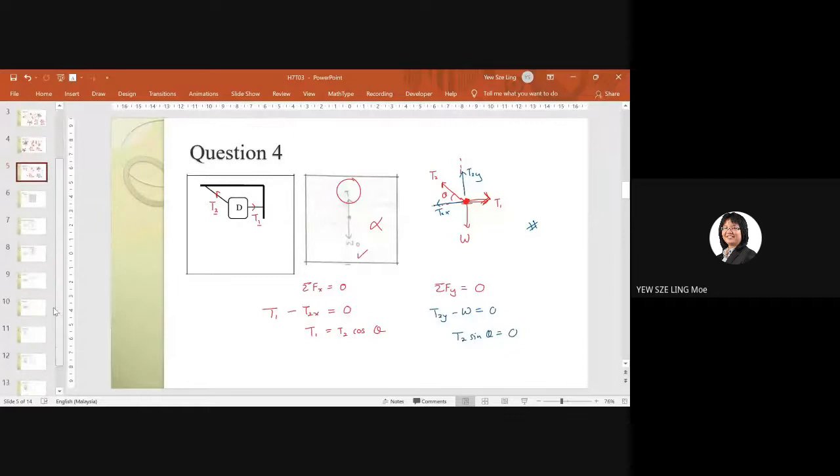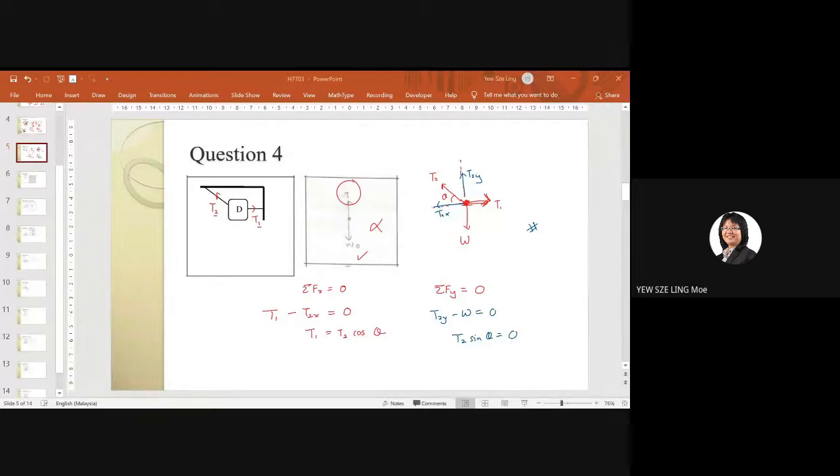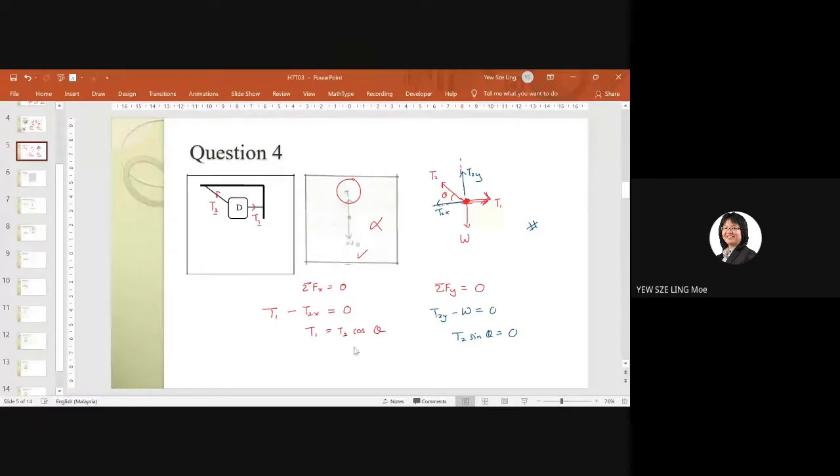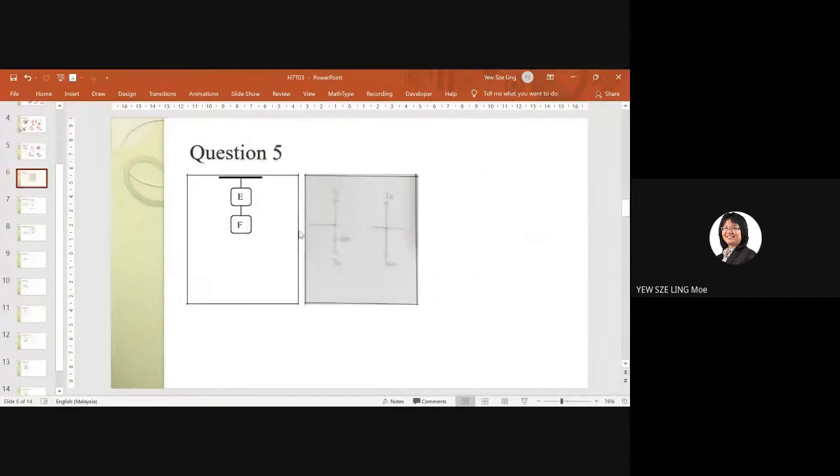All right, next, I'm going to look at question 5. While I explain, you mark your own answer, because quite a few of you got a wrong answer here. Now question 5, let's see, why is it wrong? If you look at this diagram, now you have two objects. Therefore, you draw two free body diagrams, which is very good, one for object E and one for object F. Make sure you label it. In the exam, make sure you label which free body diagram is for which object.